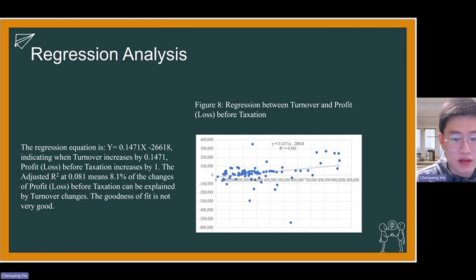However, the R squared of 0.091 of the regression analysis for turnover and profit and loss before tax is not ideal. Therefore, other variables need to be added into the model to better predict the influential factors on the profit or loss before tax of hotels.